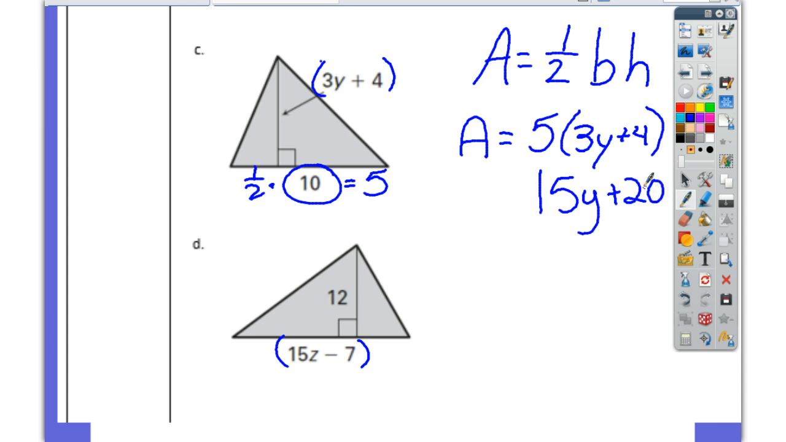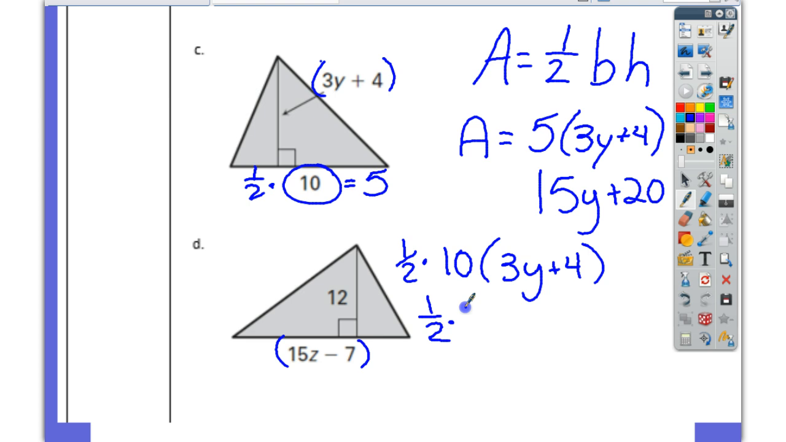Now Austin was saying that he just got the answer. He took 10 times 3y plus 4, and then he took 1/2 times that answer. So 1/2 times, this would be what? What's 10 times 3? 30y. And what is this? 40. Plus 40. But what happens there then?